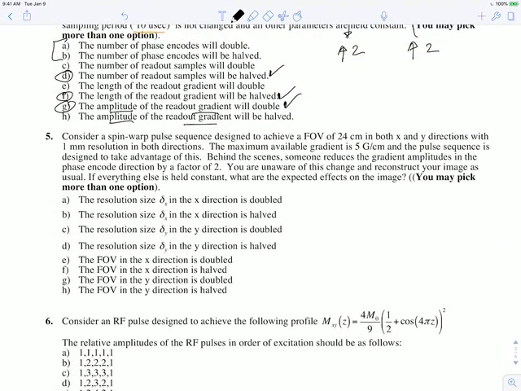Okay. Number 5: a spin warp pulse sequence is designed to achieve an FOV of 24 centimeters in both directions. The maximum available gradient is 5 gauss per centimeter, and the pulse sequence is designed to take advantage of this. Behind the scenes, someone reduces the gradient amplitude in the phase encode direction by a factor of 2. You're aware of this change and reconstruct your image as usual. If everything else is held constant, what are the expected effects on the image?